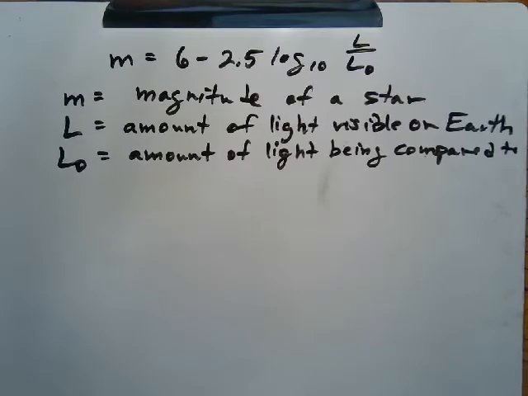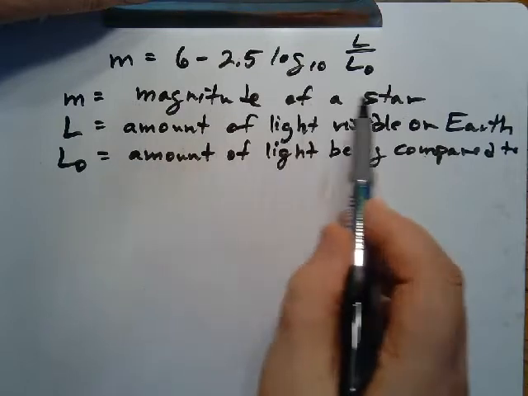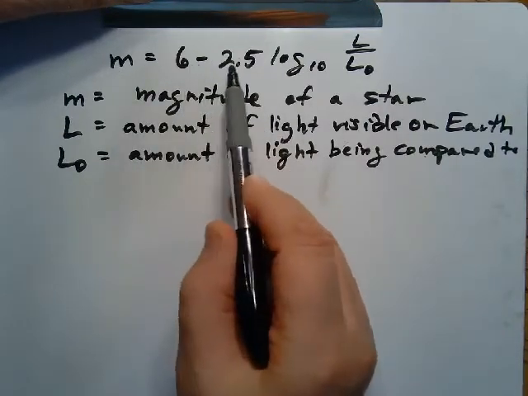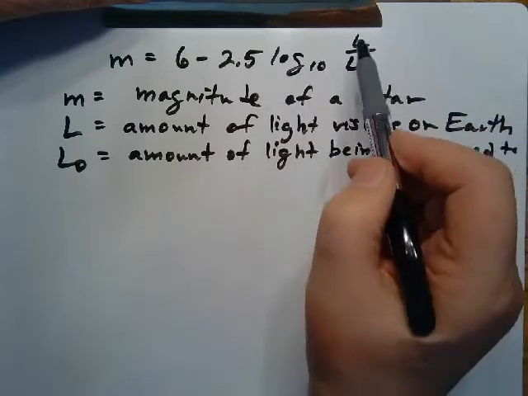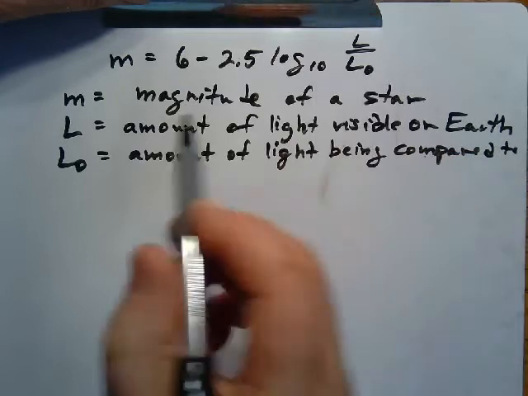All right, there's one more type of problem where a logarithmic scale is used, and it's problems dealing with light intensity. Let's take a look at it. All right, here's a formula to deal with the magnitude of stars. Here it is: m equals 6 minus 2.5 log base 10 of L divided by L sub 0.